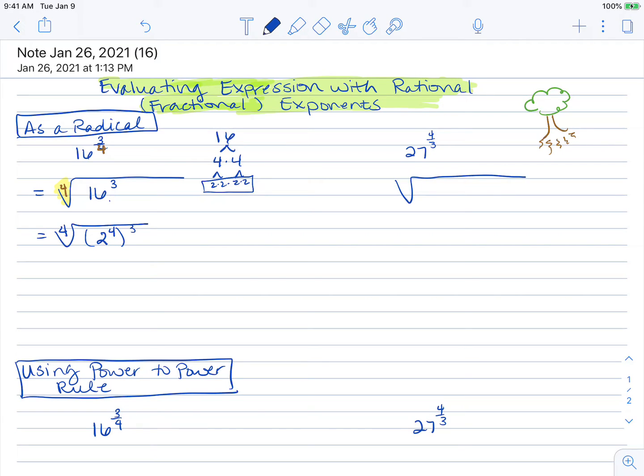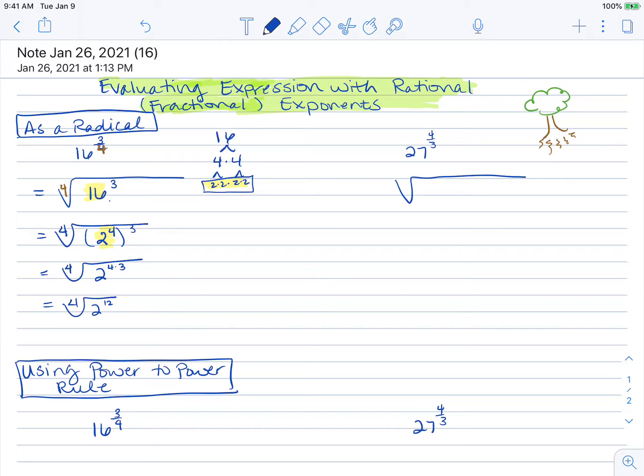And so what I've done now, I'm going to make sure I make this clear, is I've taken my 16 and I factored it and I rewrote it here. Okay. Now I'm going to use my power to power rule, and that is if I have a base and I want to do my powers to powers, I multiply them. So this is going to be the same as having the fourth root of 2 to the 4 times 3. And this is the same as saying I've got the fourth root of 2 to the 12th.